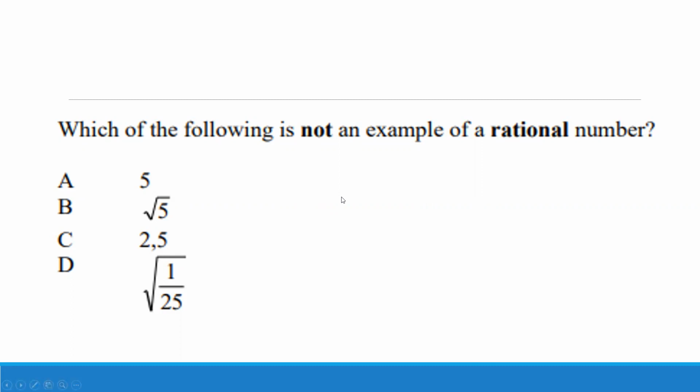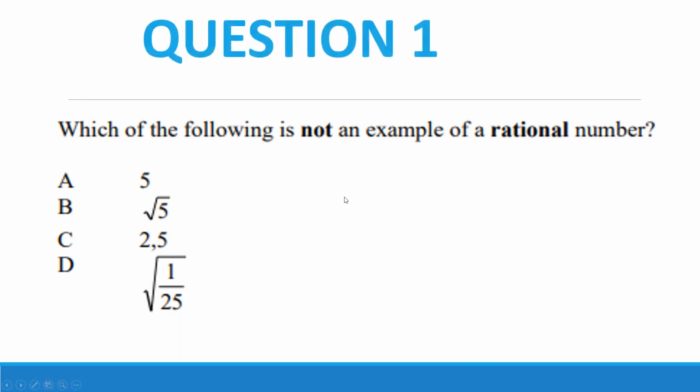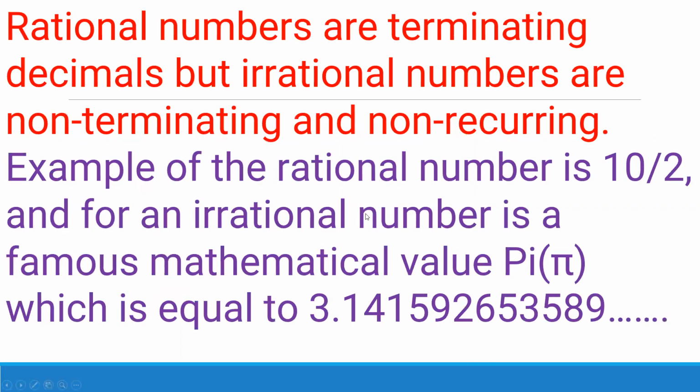All right, what is our answer for question 1? Which of the following is not an example of a rational number? You can see 4 options. You are going to choose one of these. But before answering this question, let's see what a rational number is. So you see the definition; a rational number example is 10 over 2.